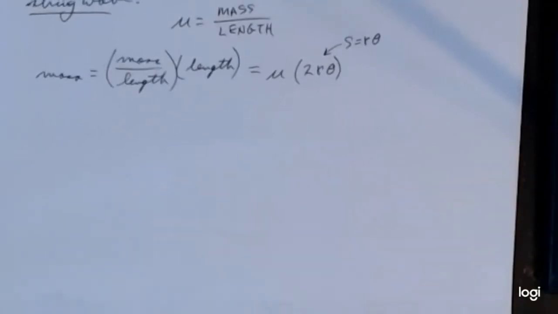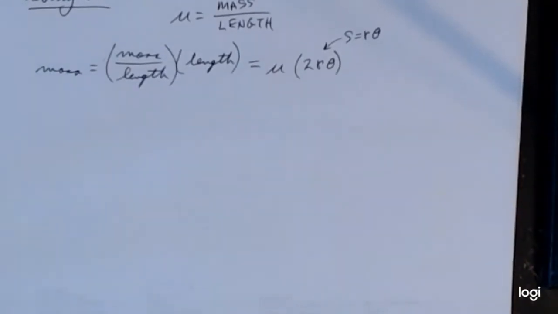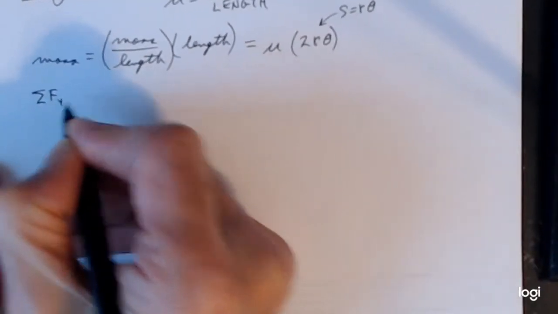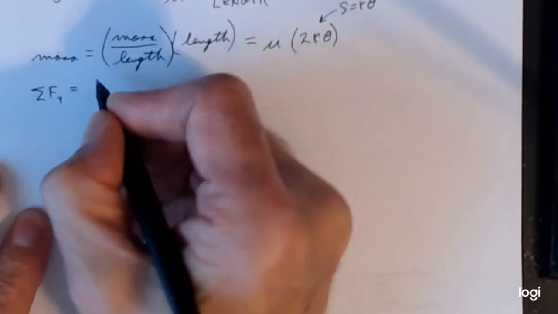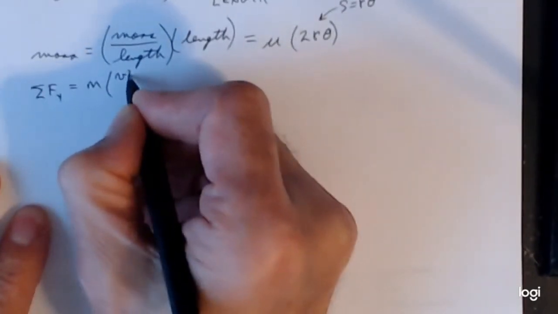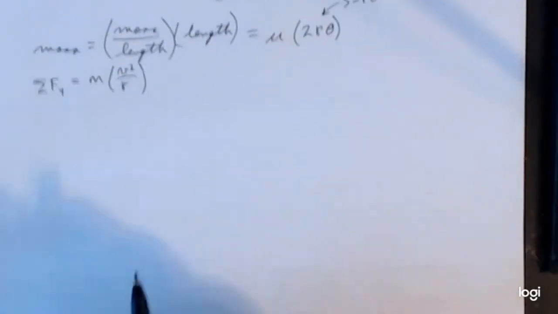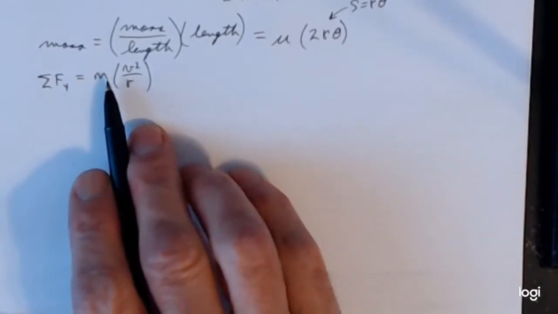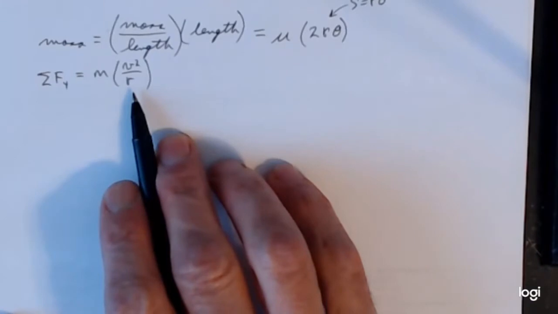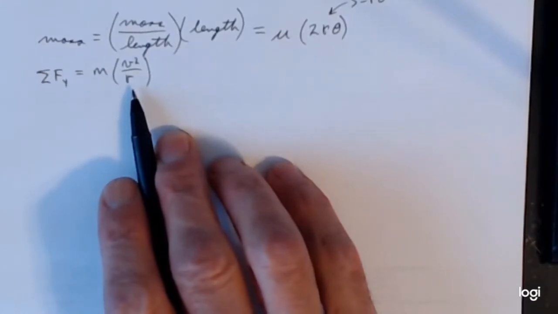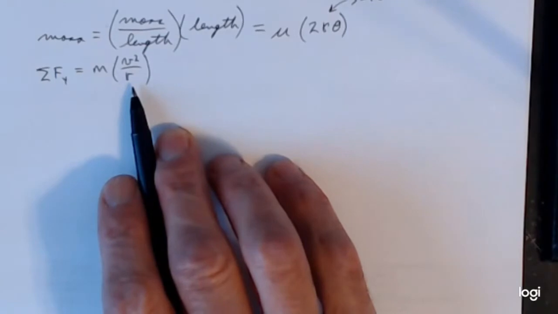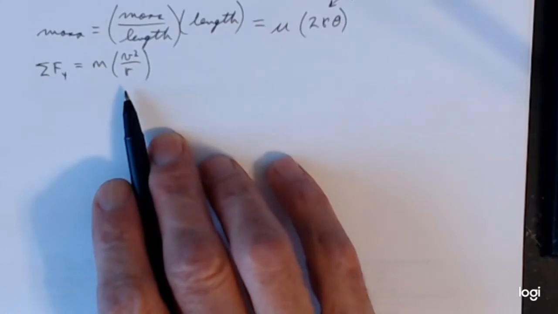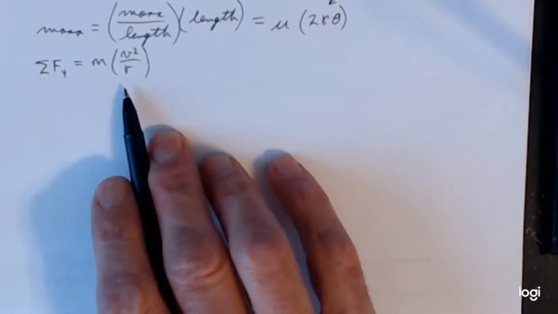So now let's do it this way. Summation of the forces in the y direction equals, it's Newton's second law, okay? Summation of the forces in the y direction is equal to the mass times the y component of the acceleration of that little chunk of the string. And if it's in uniform circular motion, its acceleration is equal to v squared over r. More review from earlier in the course.